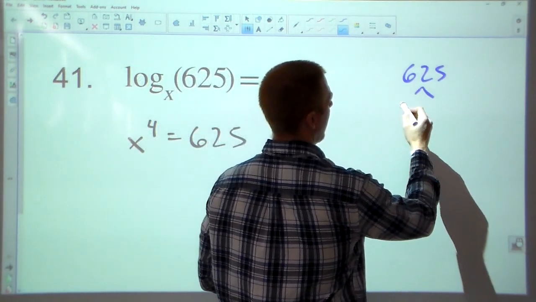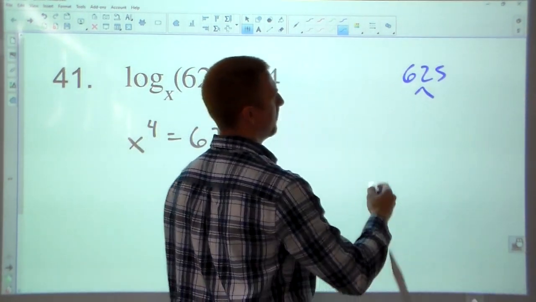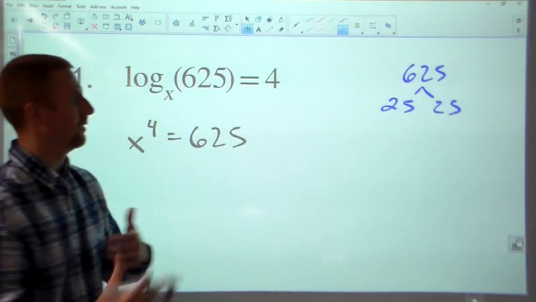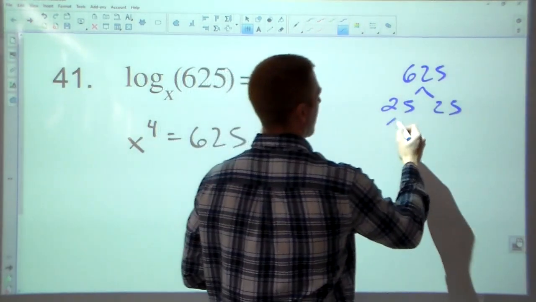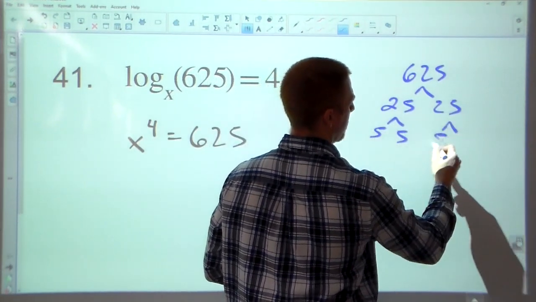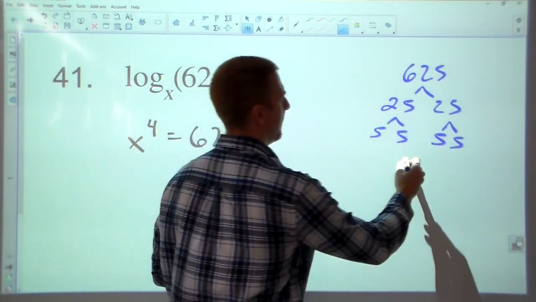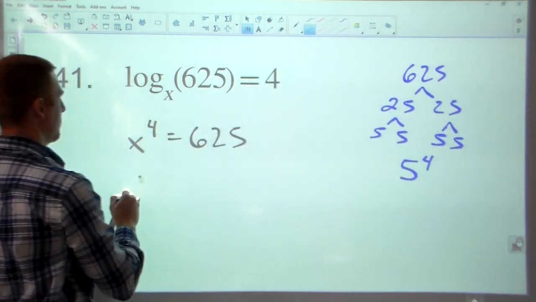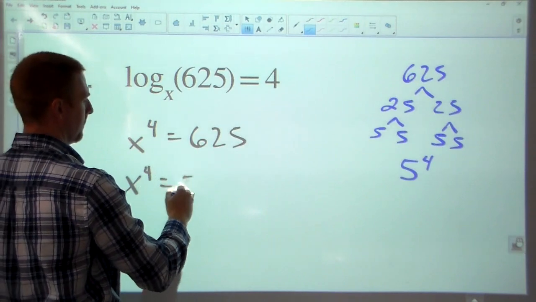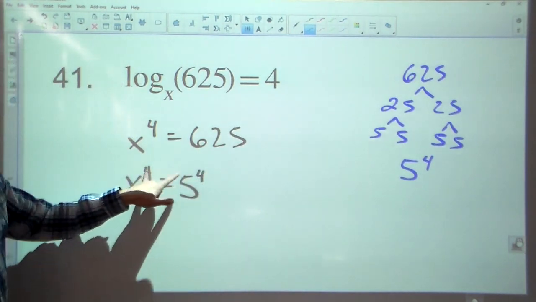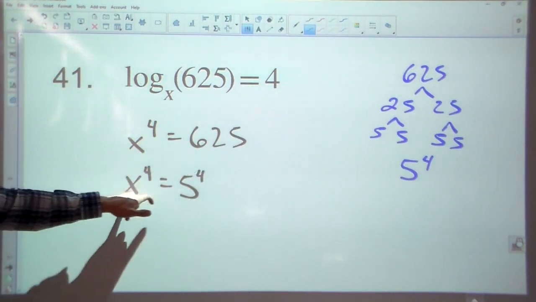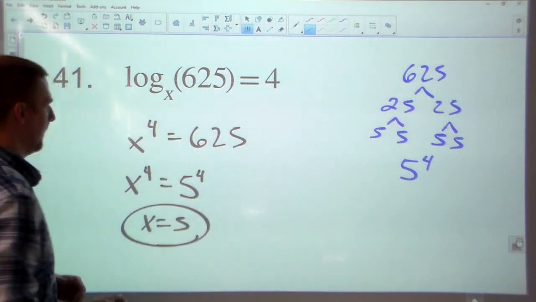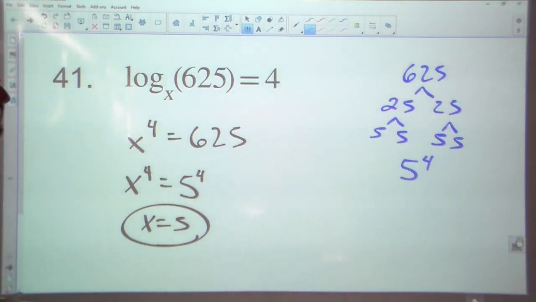So 625, if you don't know that this is 25 squared, you could divide by 5 and see what you get, kind of chip away at it. But that'll become 5 times 5, and then eventually 5 to the fourth power. So 625 is 5 to the fourth power. So what I'm going to do next is rewrite it that way. 625 is 5 to the fourth. And now since both of these are to the fourth power, then x has to be 5 to make that balanced out. That's probably the easiest approach to take on this one.